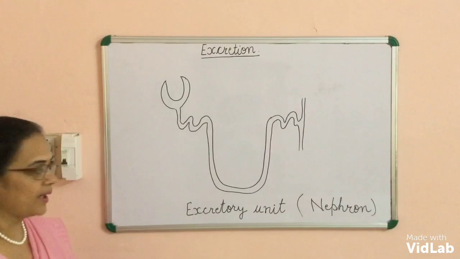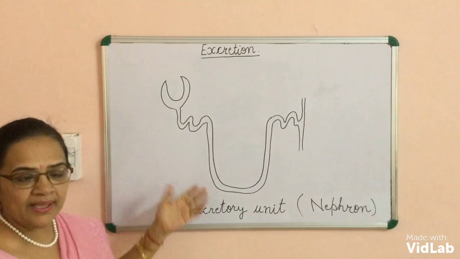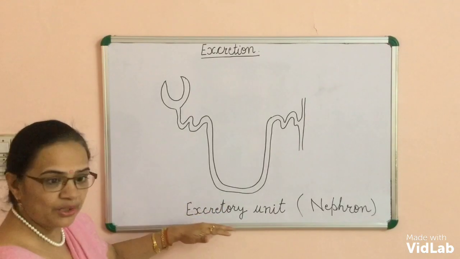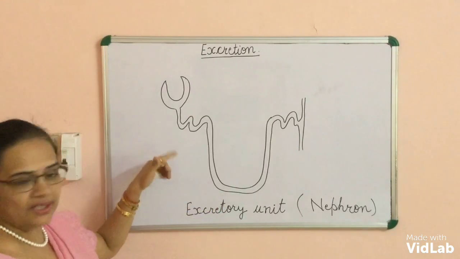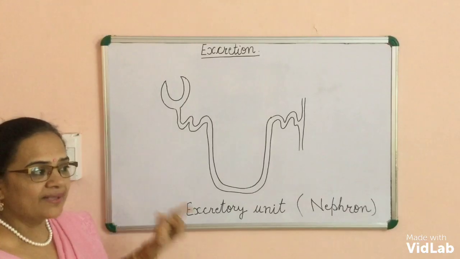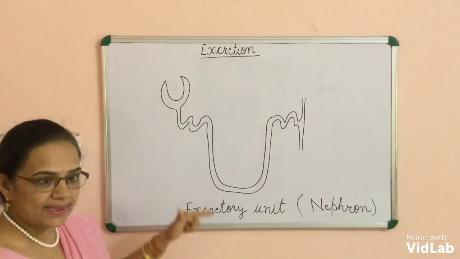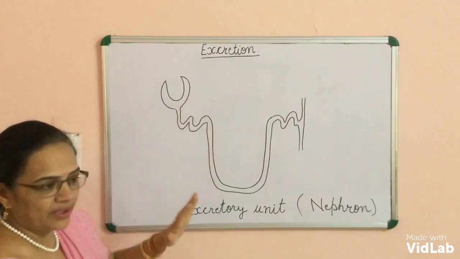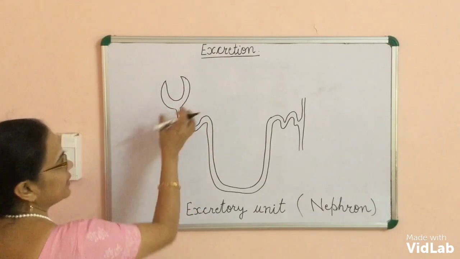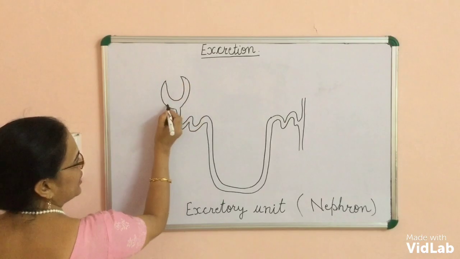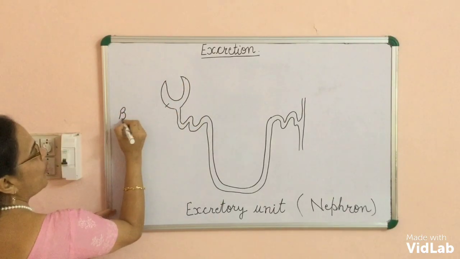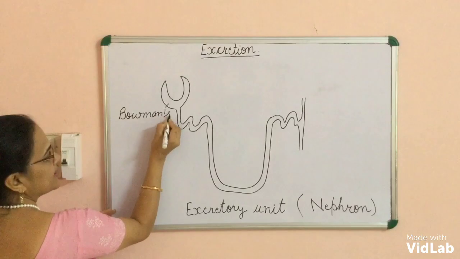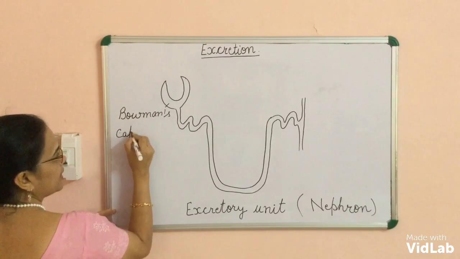In the exam, a question can be asked, draw the structure of the excretory unit, then you have to draw the structure of nephron. If asked, draw the excretory system, then you have to draw the diagram of kidneys, ureter and urinary bladder. So this cup-shaped structure is known as Bowman's capsule.